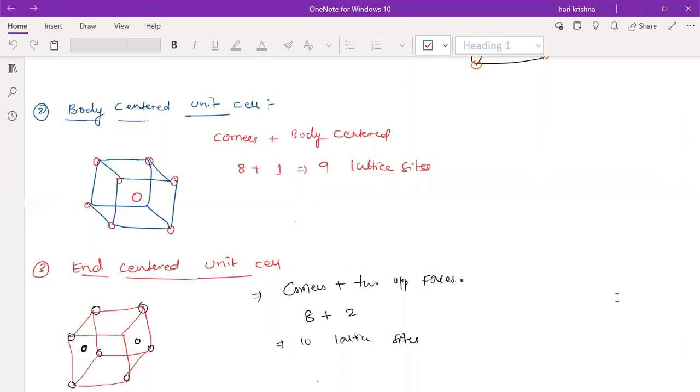The next one is the end centered unit cell. So in the case of end centered, we have a total of 8 corners. Along with that, 2 atoms will be there at opposite faces to each other. Right? So if you see, out of the 6 faces, only any 2 faces will be opposite to each other. The remaining will all be adjacent to each other. So in total we have 10 lattice sites in the end centered unit cell.